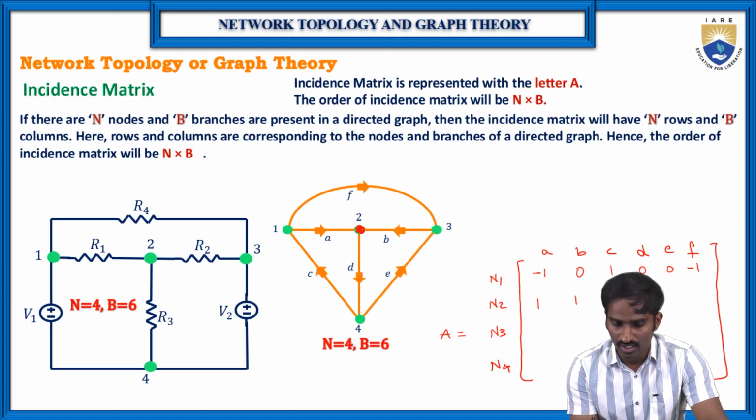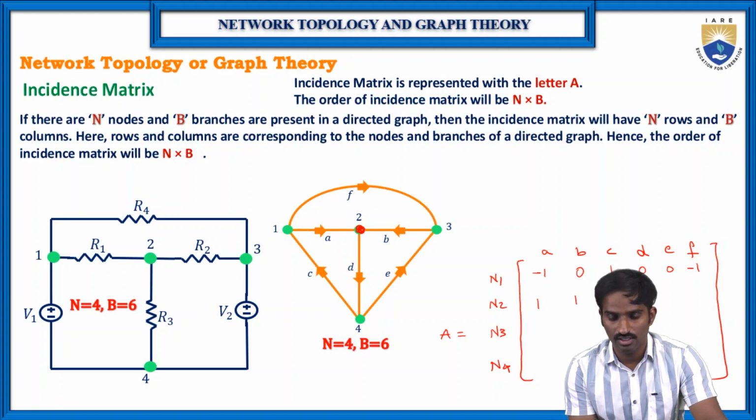And C: there is no connection between branch C and node 2, so it is 0. And then D. Where is D? Yeah, here D is there. The branch D is connected to node 2, but the direction is away from node 2, which is minus 1. And next, branch E: there is no connection between E and node 2, so 0. And F: there is no connection between 2 and F, again it is 0.